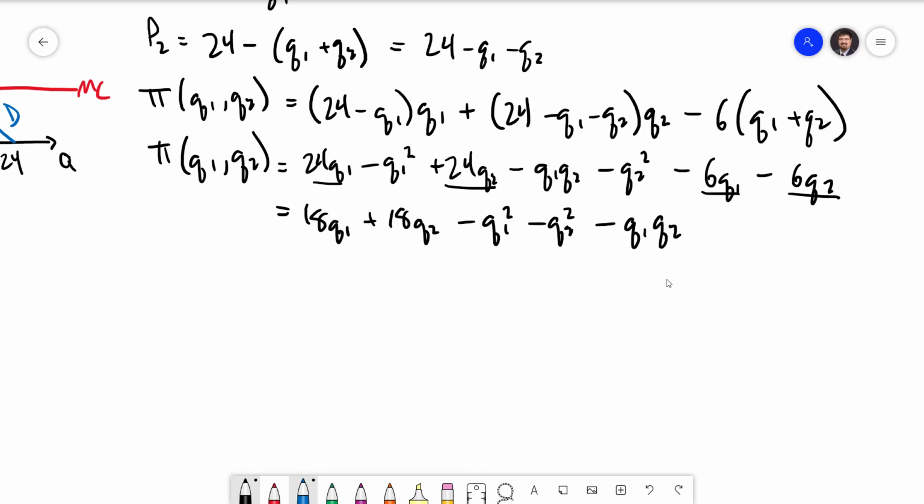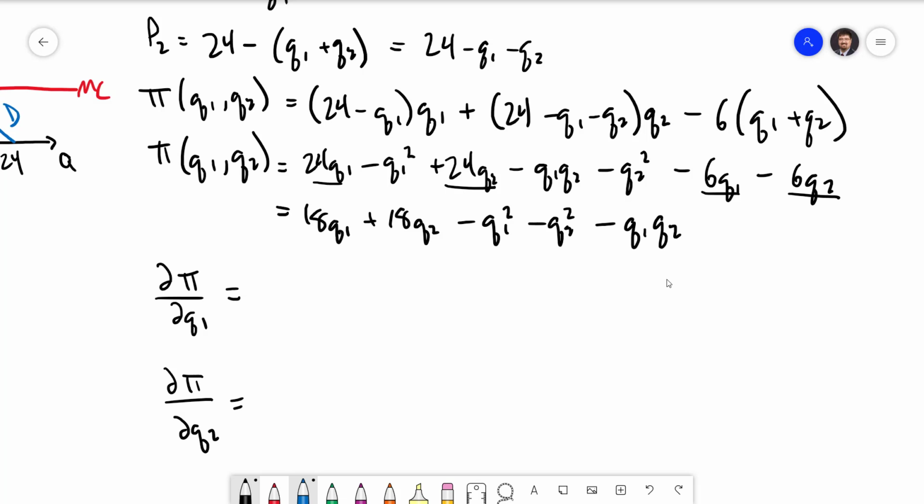As you can see, this final equation here is a bit less complicated looking than what we started with. To maximize profit, we have two choice variables, so we have two first order conditions. First one, I'm going to take the partial derivative of the profit with respect to Q1, and then I'm going to take the partial derivative with respect to Q2, and then we're going to set both of those equal to 0. Those will be our first order conditions that we're going to use to solve for Q1 and Q2.